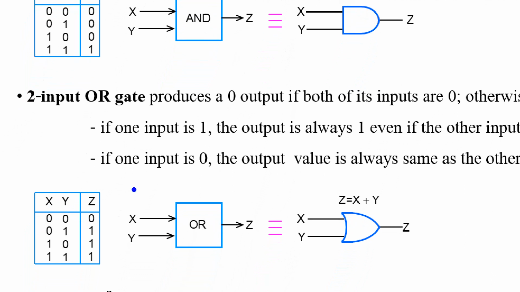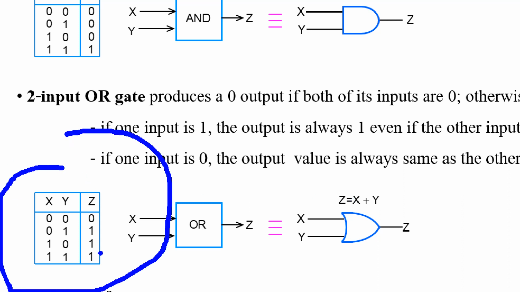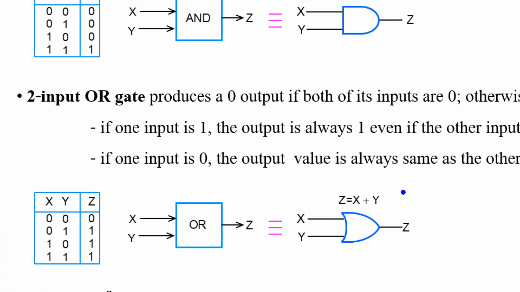And for OR, we use plus for OR. The truth table for the OR gate or OR function is this one. Namely, the output will be 0 if and only if both inputs are 0. But if some input is 1, the output will be 1.